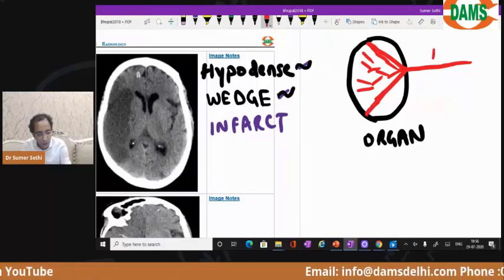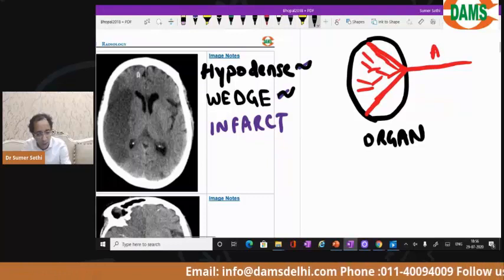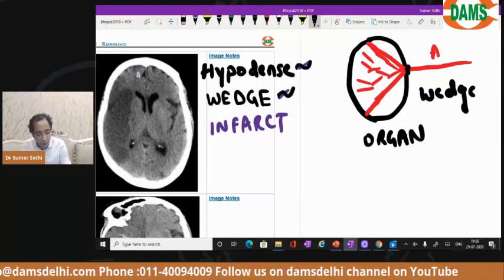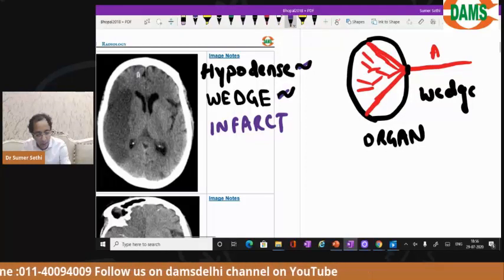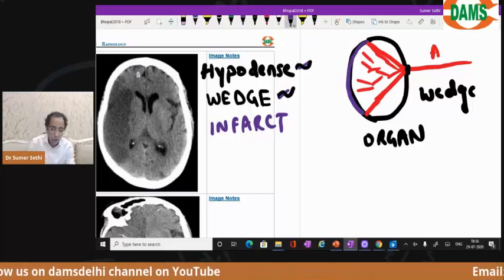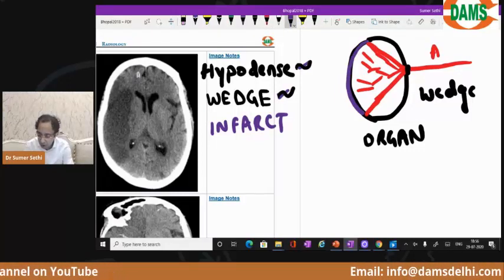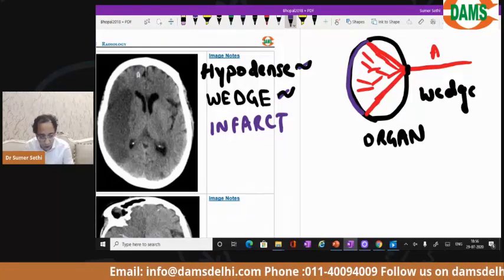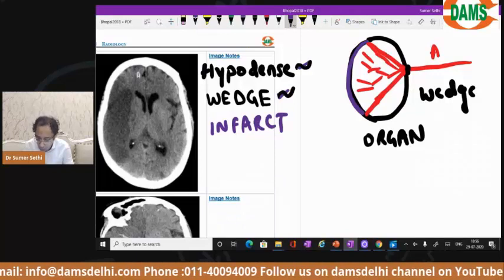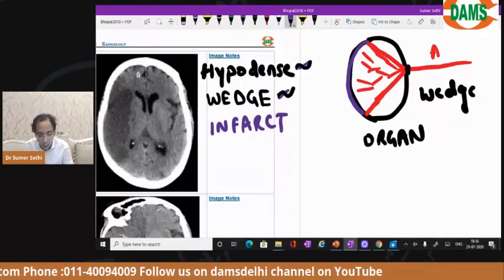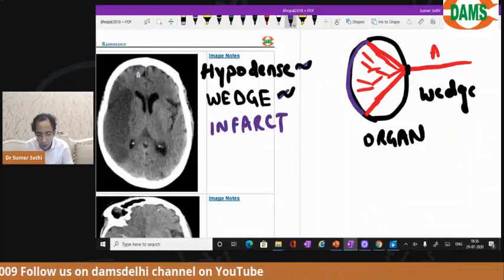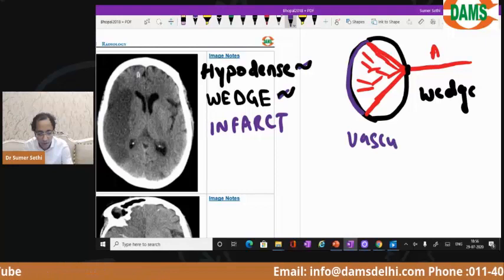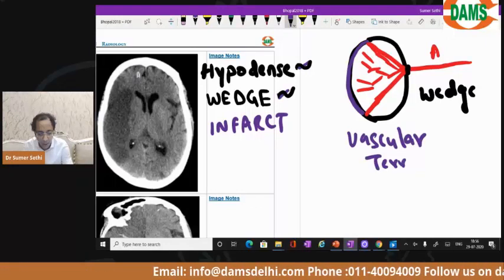So that means this artery has a vascular territory which is shaped like a wedge, with the apex at the hilum and the base at the base of the organ. So if I now say, I want everybody to hear me out, the vascular territories in our body are shaped like a wedge. So vascular territory is shaped like a wedge. So infarct also should be shaped like a wedge.